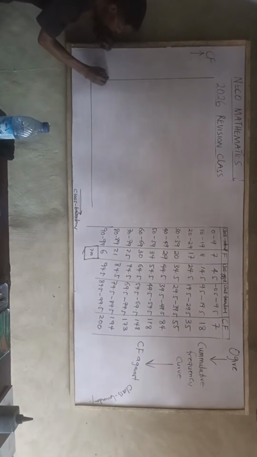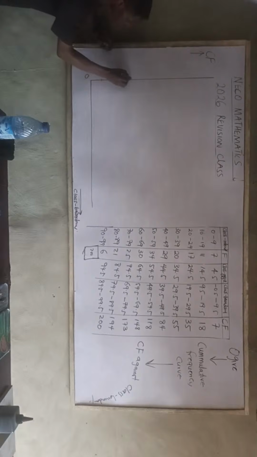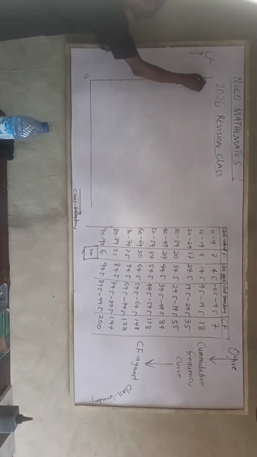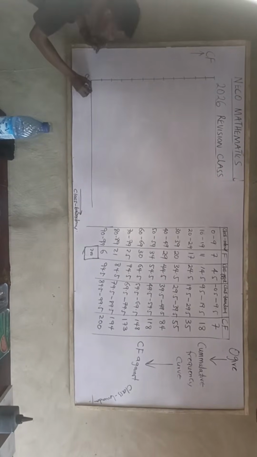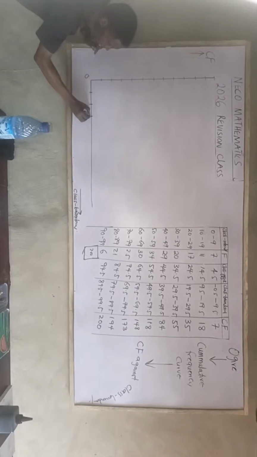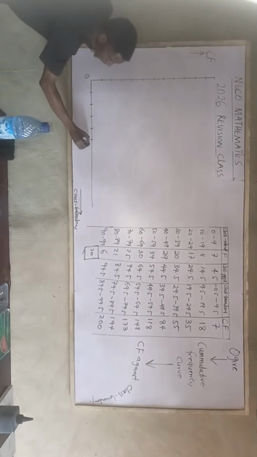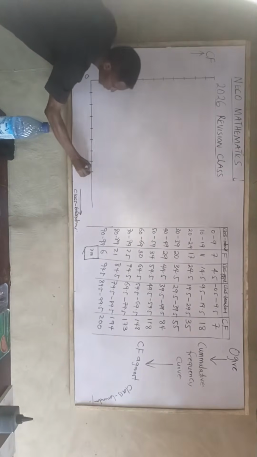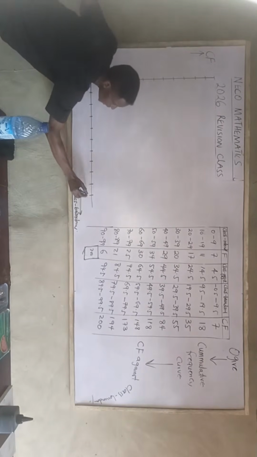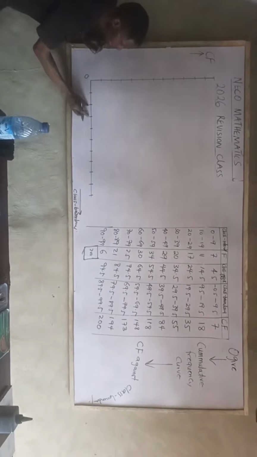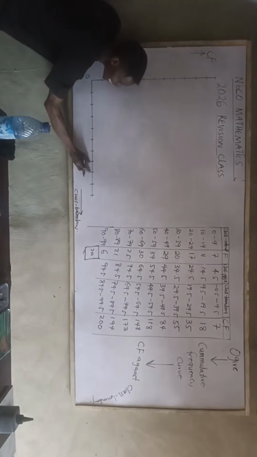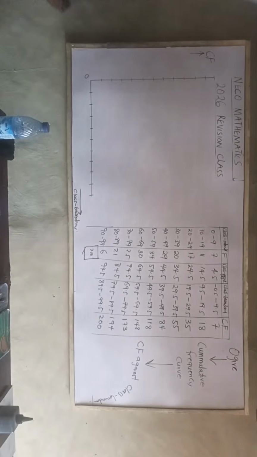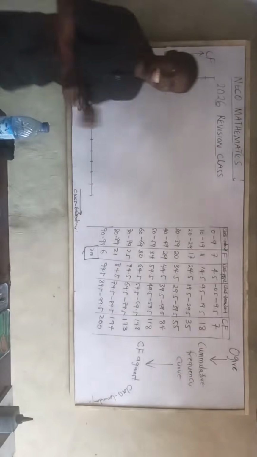12 boxes. 1, 2, 3, 4, 5, 6, 7, 8, 9, 10, 11, 12. We've got 12 boxes on the vertical axis, and on the x-axis we've got 10. 1, 2, 3, 4, 5, 6, 7, 8, 9, 10. All right, so now that's exactly what we've got on the standard graph. Okay, any comment from there?